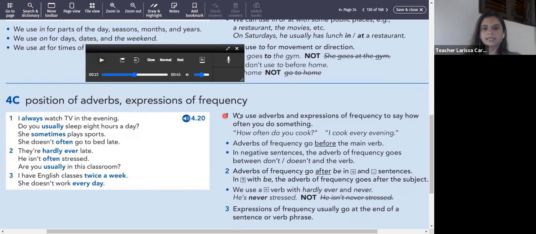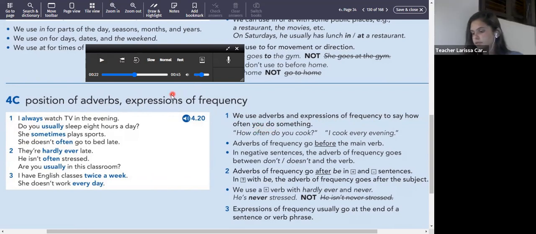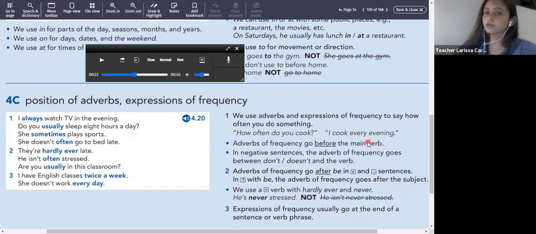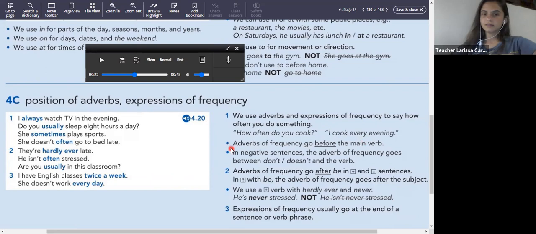So, Cecilia, number 1. In these cases here, please read for us. We use adverbs and expressions of frequency to say how often you do something. How often do you cook? I cook every evening. And you, Cecilia, how often do you cook? Sometimes, okay.